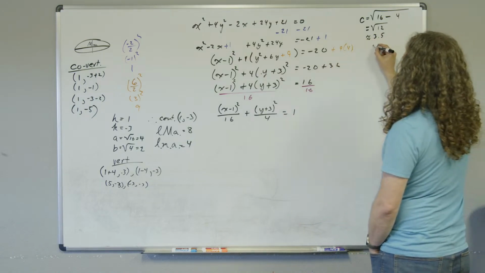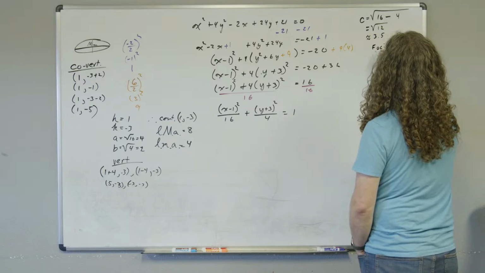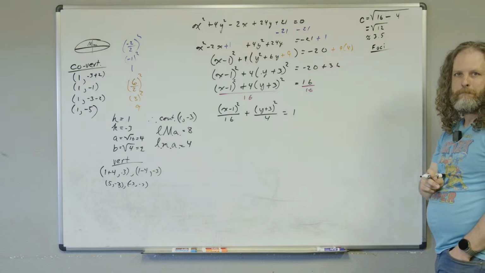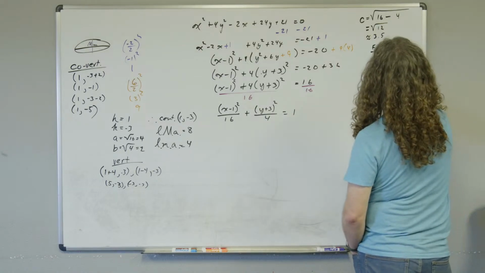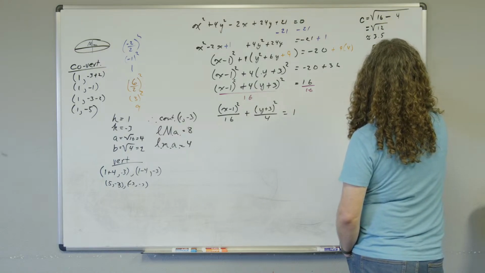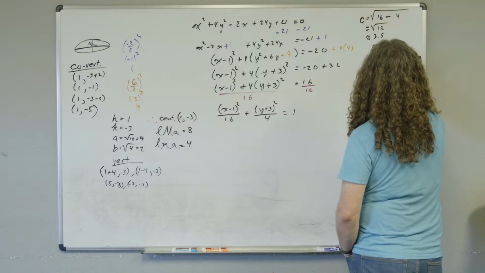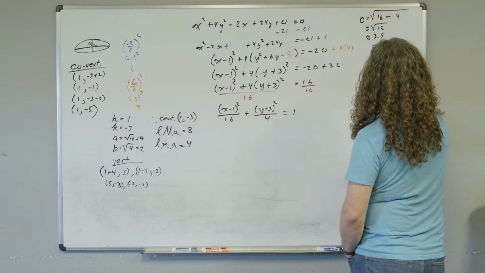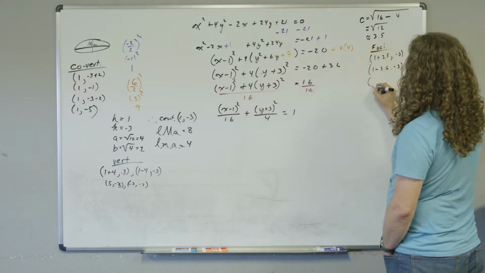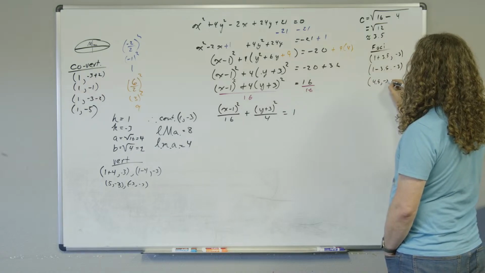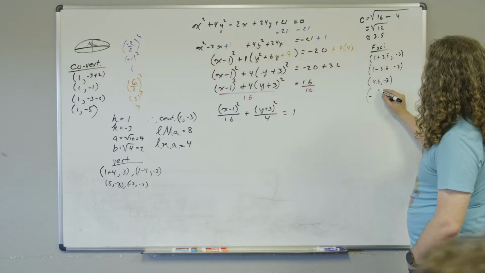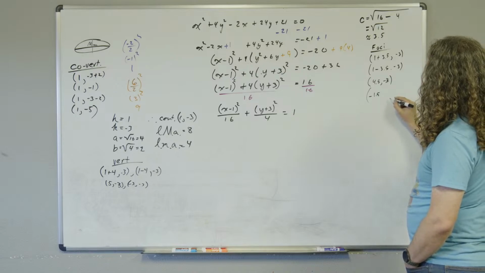So to find the foci, what do we do? H plus or minus C. So 1 plus 3.5, and K is negative 3. And 1 minus 3.5, negative 3. So 4.5, negative 3, and negative 1.5, negative 3.